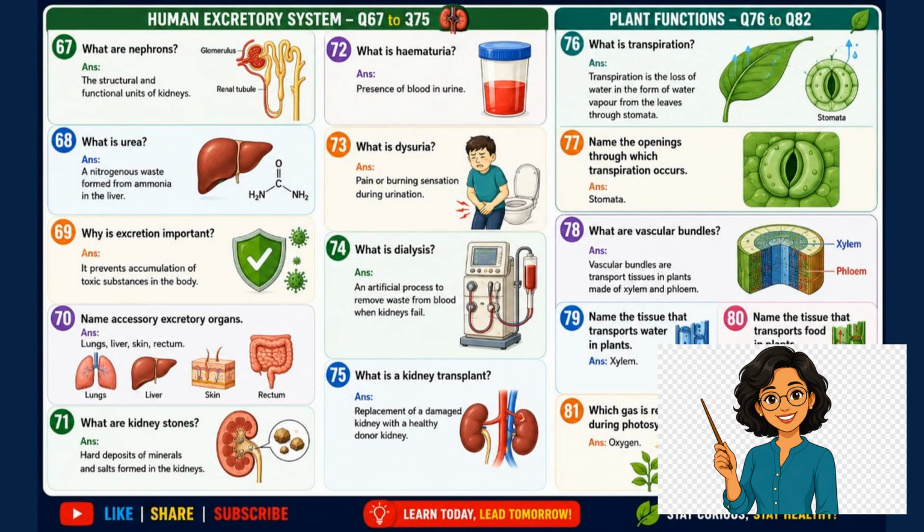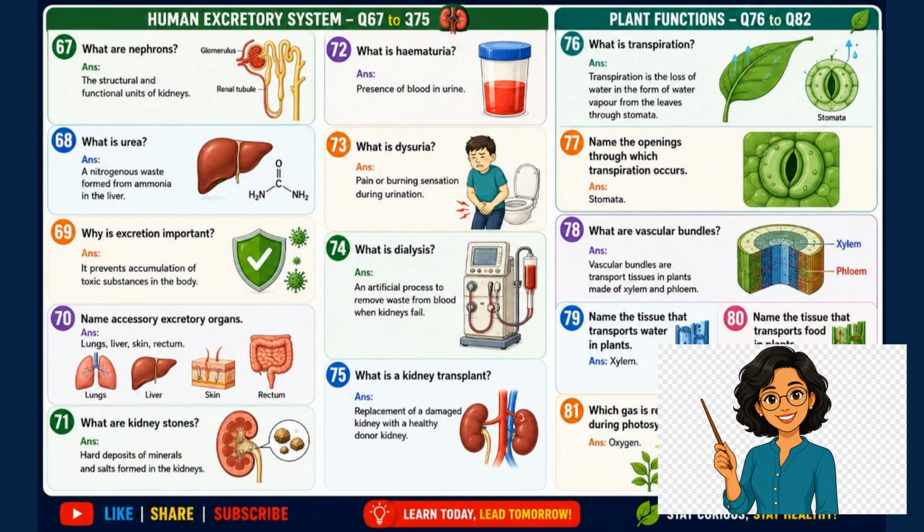Question 79. Name the tissue that transports water in plants. The answer is, xylem. Question 80. Name the tissue that transports food in plants. The answer is, phloem. Question 81. Which gas is released during photosynthesis? The answer is, oxygen. Question 82. Which gas is released during respiration in plants? The answer is, carbon dioxide.